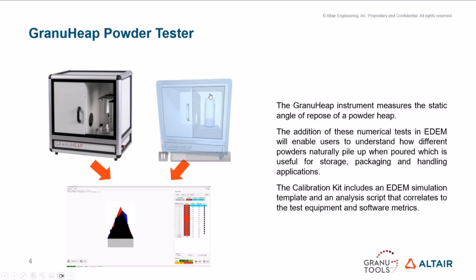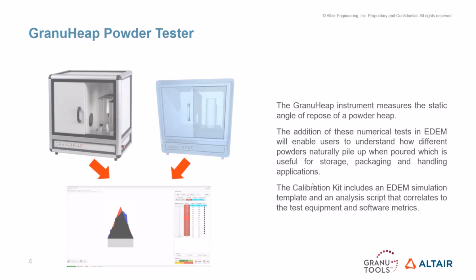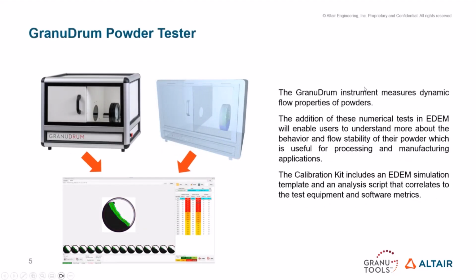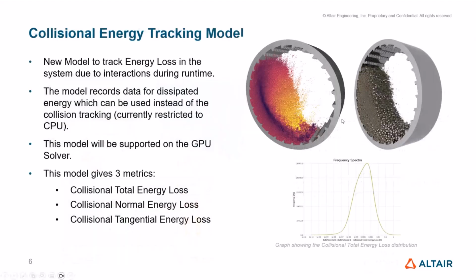So that's the first piece of equipment, the Granu Heap powder tester, and then same idea but for another one. This is the Granu Drum powder tester. Again, also angle of repose, but this time it's a rotating drum. So it gives you more of an idea of the material under a dynamic situation where it's not being allowed to stand still. But yeah, same idea, as I said, included in the upcoming version. So those are both in there. So what I'm going to do now is, I think the next section is moving over to some of the physics changes. So I'll hand over to Richard here.